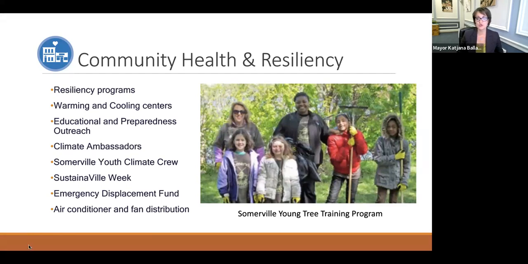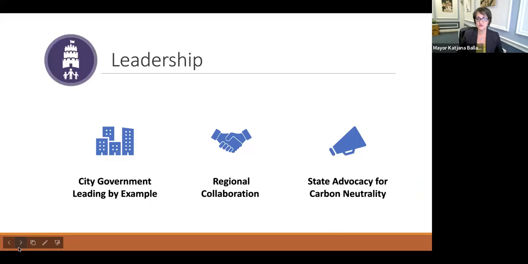And finally, we're working to grow a culture of climate action, whether that's through the Climate Ambassador Program, the Mayor's Youth Summer Job Program, or engaging residents like you in shaping our climate forward. Really, everything we are doing around climate change, though, is focused on the health and resiliency of our community.